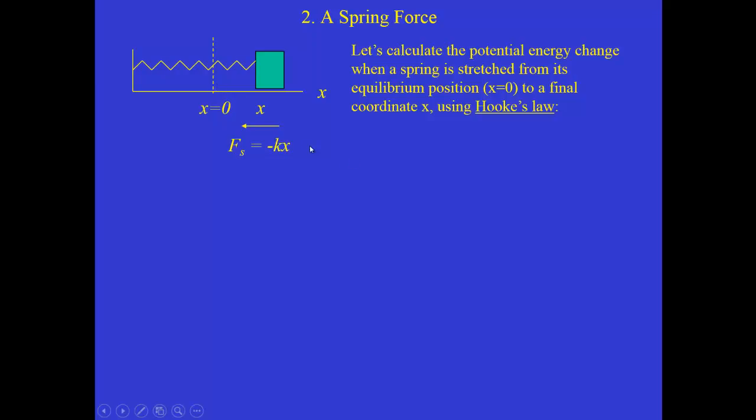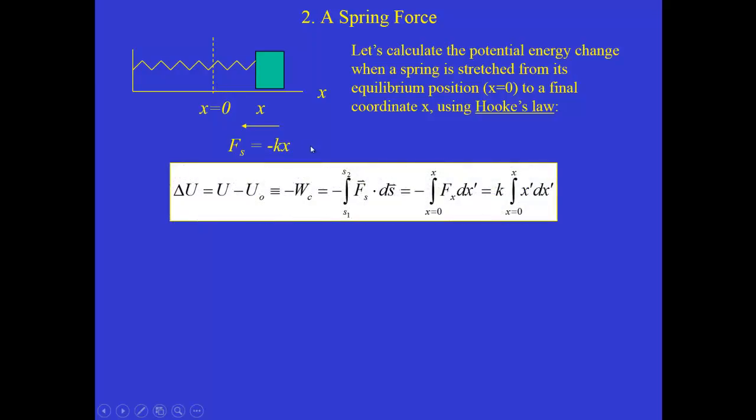So using this equation, which is Hooke's law, it's easy to show that the work that a spring force does only depends on the initial and the final position. So if we calculate the potential energy change, it's minus the work done by the spring, and so minus the integral of the force of the spring dot ds from the initial to the final position. And we're trying to do this starting at the equilibrium position, moving out to a displacement x.